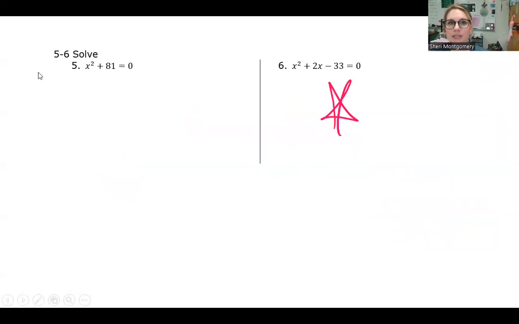The next question, it says solve. So when it says solve, it doesn't even tell you how to solve, but we need to know what solve means. Solve means get x equals. For the first one, you could factor it, or you could just solve using a square root. Using a square root, we're going to get 81 to the other side and then square root it. That's easy. So if I'm adding 81 over here, I will subtract 81. So I get x squared is equal to negative 81.